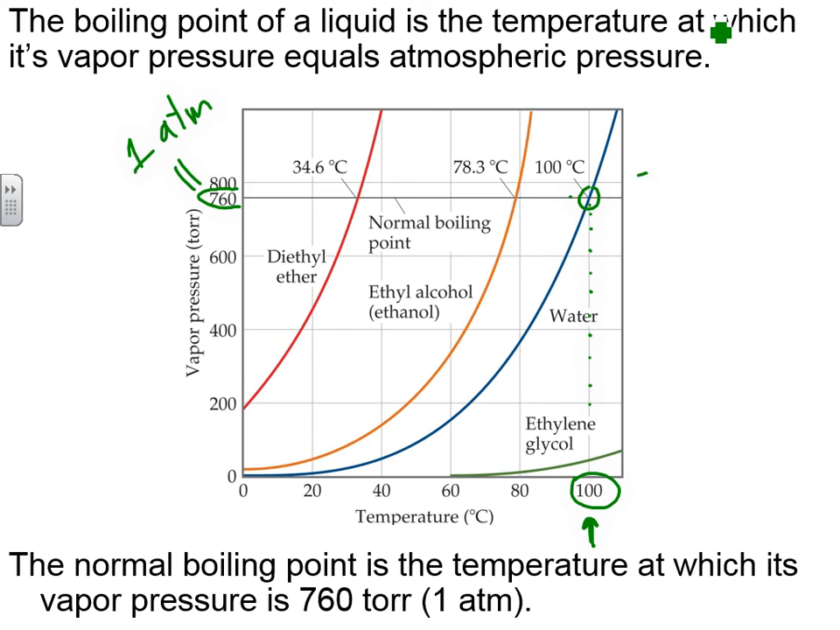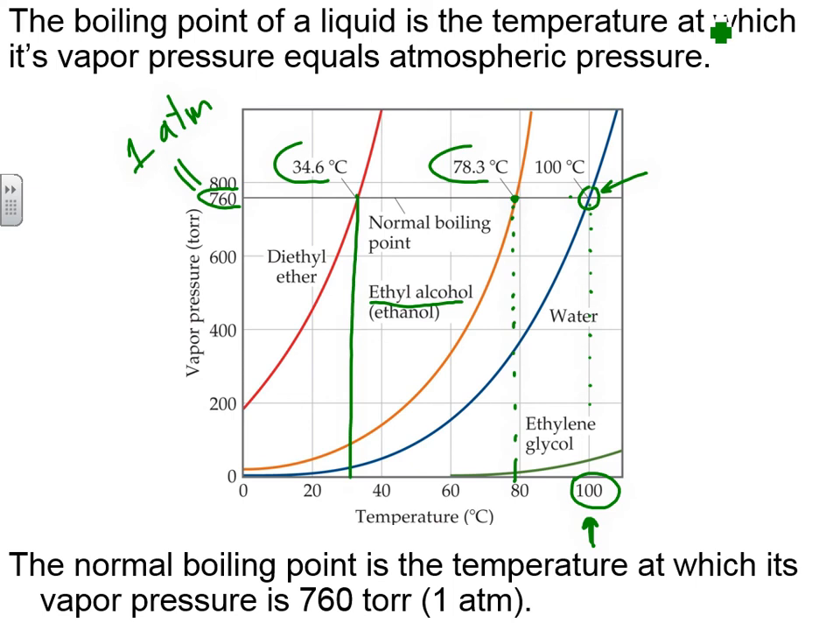So from here we can actually find the boiling point of ethyl alcohol. If you come down, it reaches 760 at a temperature just below 80, which is actually 78.3 degrees Celsius. That is the boiling point of ethanol. The boiling point of diethyl ether is quite a bit lower, 34.6, and if you take a look, that matches. So that's how we define a boiling point.